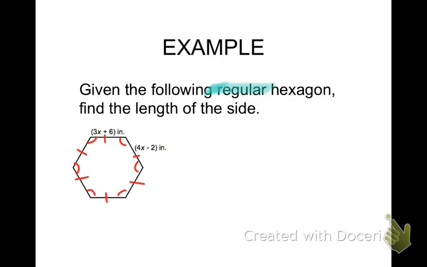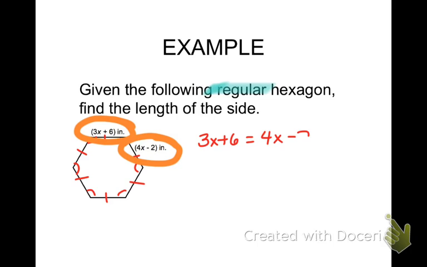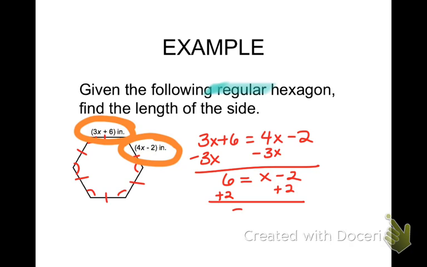Well, I'm asked to find the length of the sides. So since it's regular, what should I do with this algebraic expression and this algebraic expression? Equal them together. I do not want to add them because I don't have anything to add them to. So equal 3x plus 6 to 4x minus 2. Move your smallest x over to your largest x. That gets me 6 equals x minus 2. Add 2 over to the 6. So 8 equals x. If I'm not done, I need to plug it back in.